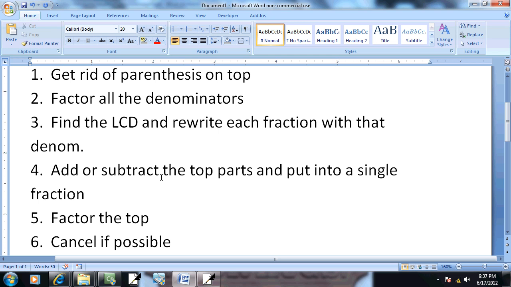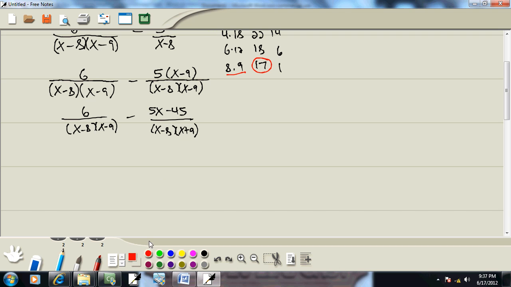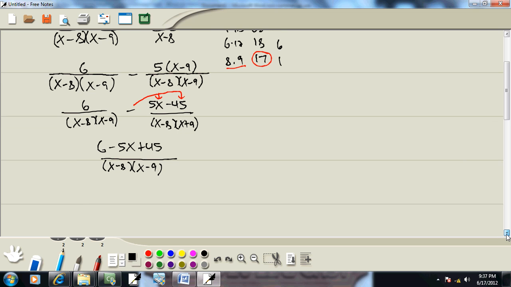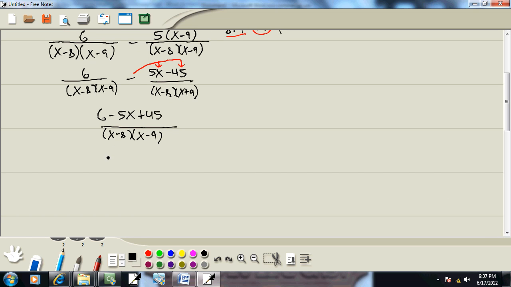And step 4, add or subtract top parts and put into a single fraction. If you have a negative in front of your fraction, that negative is going to flip the sign of all the terms on the top. So when we merge this together, we're going to have 6, and then the 5x becomes a negative 5x, the negative 45 becomes a positive 45. Well, if I combine together some like terms here, got negative 5x, 6 plus 45 gives us 51.